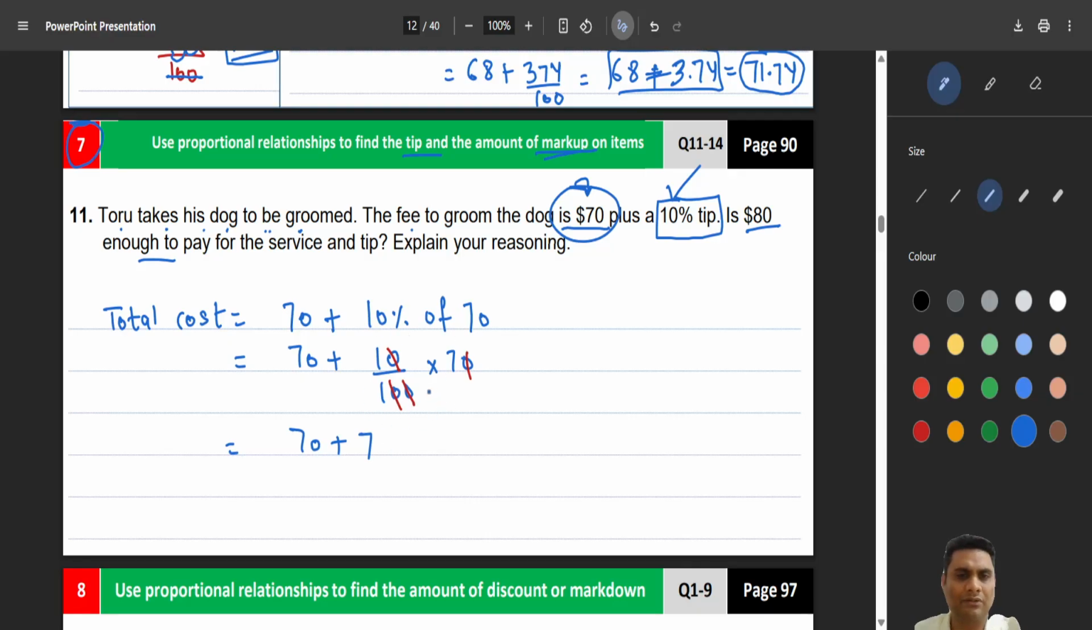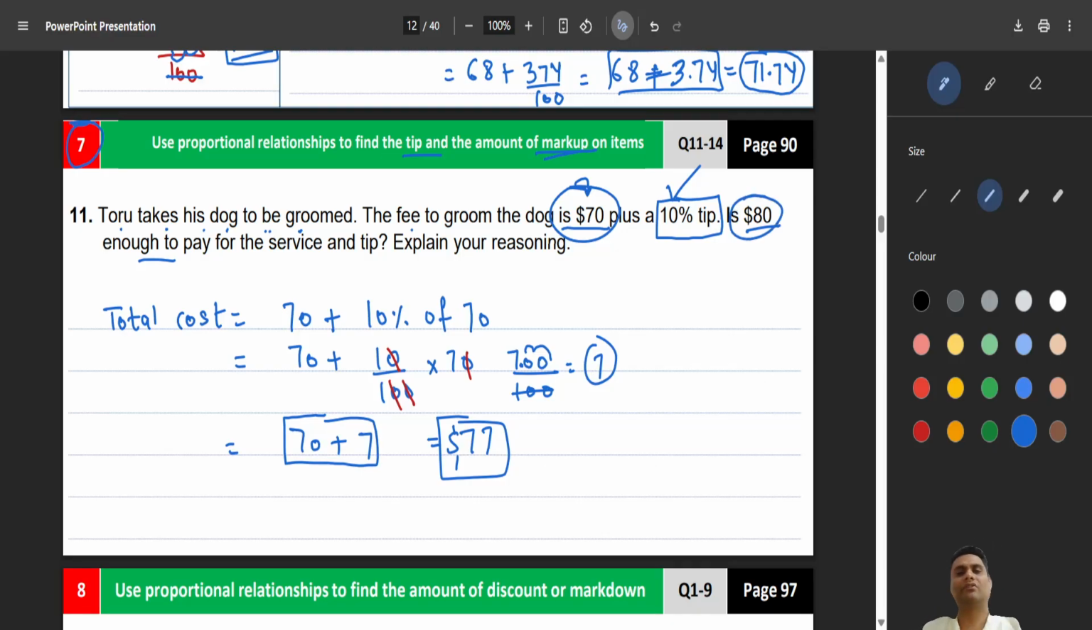Or if you don't understand cutting the zeros or something, you can simply multiply also. 10 times 70, 700, right? And down here 100, right? So here two zeros, after two numbers I put the decimal, so 7.00, that is 7 only. Whatever you understand, okay, whatever is comfortable to you. So what do I have now? 70 plus 7. 70 plus 7 is $77. So actually he needs $77 only. And how much does he have in his pocket? $80. So yes, the $80 is enough to pay the bill of the grooming of his dog.